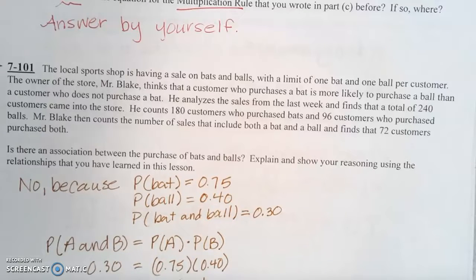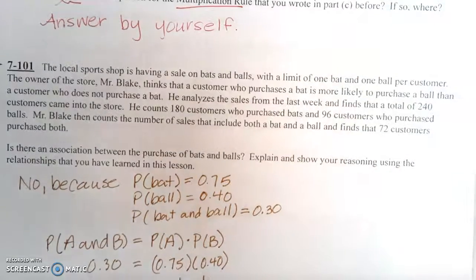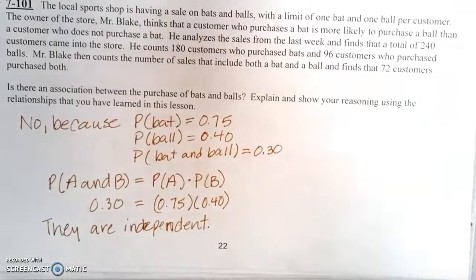He analyzes the sales from the last week and finds that a total of 240 customers came into the store. He counts 180 customers who purchased bats and 96 customers who purchased balls. Mr. Blake then counts the number of sales that include both a bat and a ball and finds that 72 customers purchased both. If there is an association between the purchase of the bats and balls, explain and show your reasoning using the relationships you have just learned in this lesson.